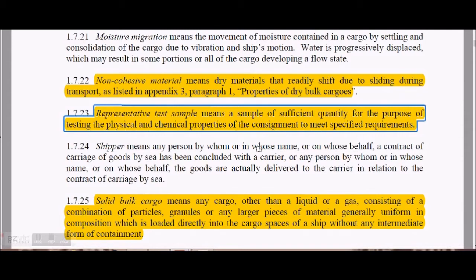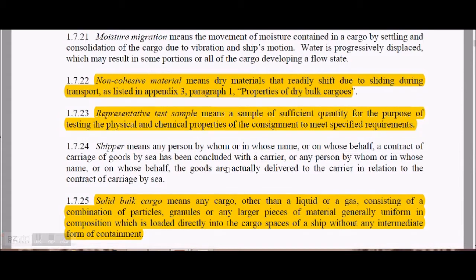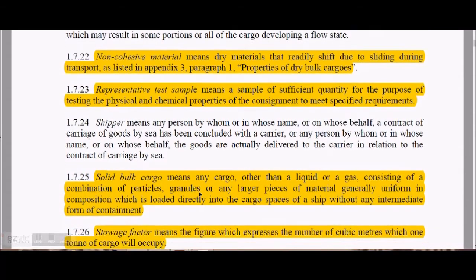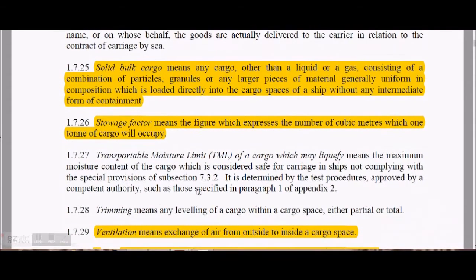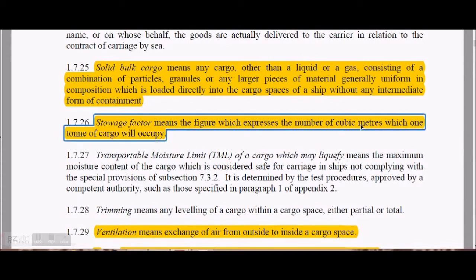And we have solid bulk cargo, meaning which was before also, except liquid and gases, consisting of a combination of these. Then stowage factor means, expressed in the number of cubic meters, which 1 ton of the cargo will occupy. So it is 1 ton of the cargo, the space which will be occupied in cubic meters. So this is it. Stowage factor, everyone knows what stowage factor is.